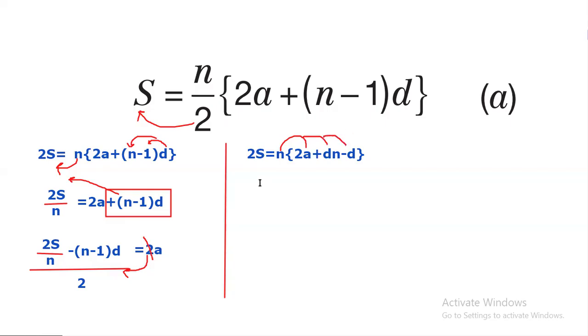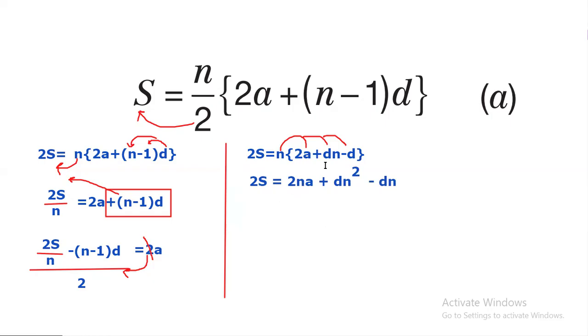So I'll end up with something like this, 2S equals 2na plus dn squared, because n times n is n squared, okay? And then n times d is going to be dn. So minus dn, like this.